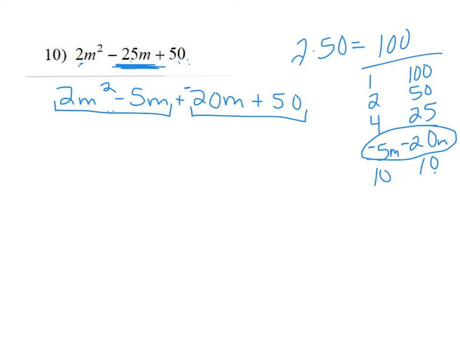Okay, so if we have a 2m squared and a negative 5m, we can't take anything out of both 2 and 5, but we can take an m out of both of them, and we'd be left with 2m minus 5.